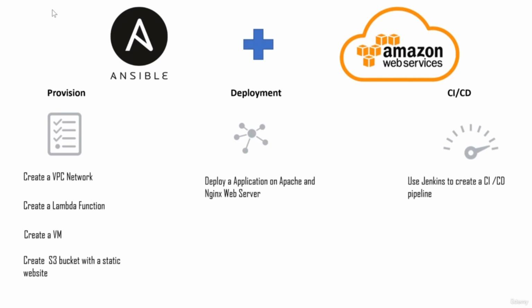So let us discuss a few of the tasks that Ansible shines in. The first important task is provisioning infrastructure. This could mean creating a VPC network, creating a Lambda function, a virtual machine, or even creating an S3 bucket with a static website.